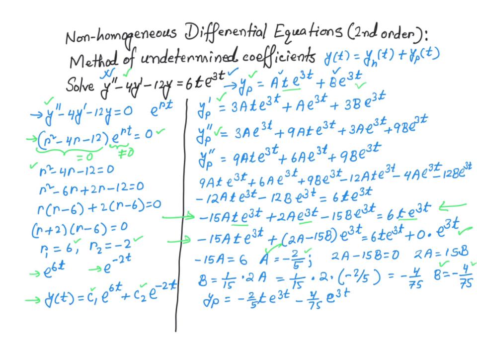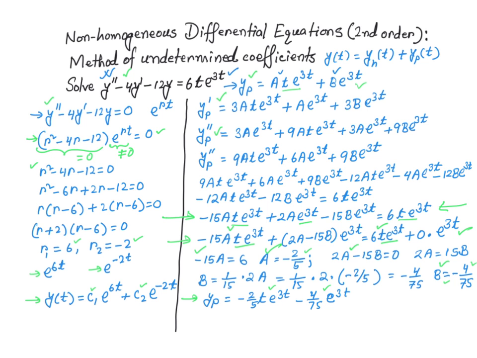All right. And then I compare the coefficients. So t times e to the power 3t, t times e to the power 3t. The coefficient on the right is 6, the coefficient on the left is negative 15a. So negative 15a must be 6. That gives me a is equal to negative 2 over 5. Then I take this a value and plug it into this to get b. And finally, my y sub p, the particular solution, is going to be negative 2 over 5 t times e to the power 3t and negative 4 over 75 e to the power 3t.